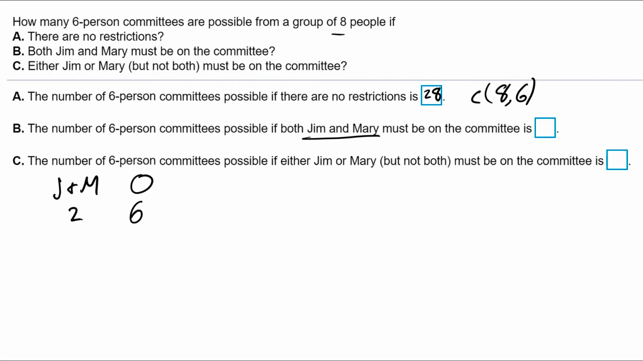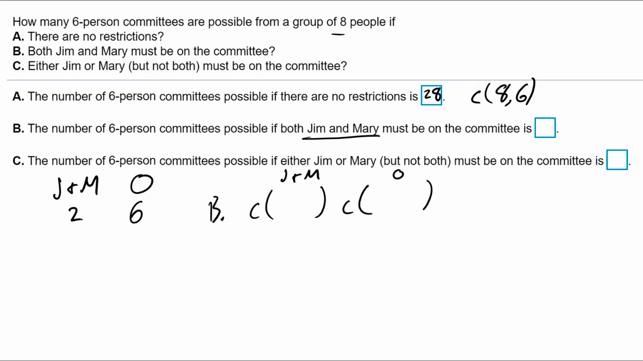All right, so for part B, we want both Jim and Mary. So we're going to have a combination for each group. We're going to have a combination for the Jim and Mary group, and then we're going to have a combination for the others. Because remember, anytime we're distinguishing between things, we need a combination for each different type of thing. So we kind of have subgroups here. We have a group of 8 people, but within that, we have a subgroup of Jim and Mary and a subgroup of the other people.